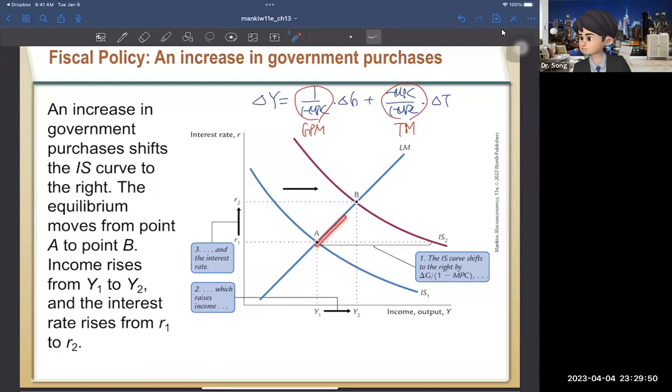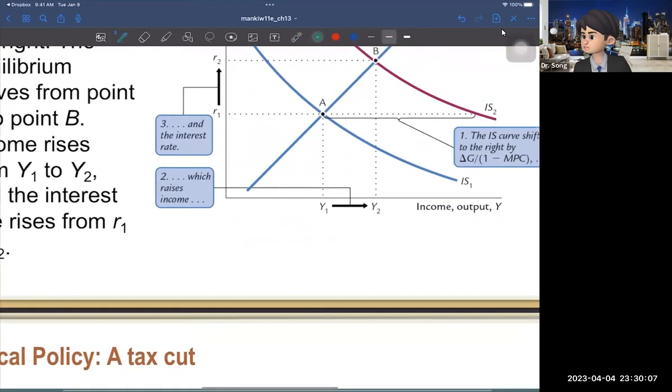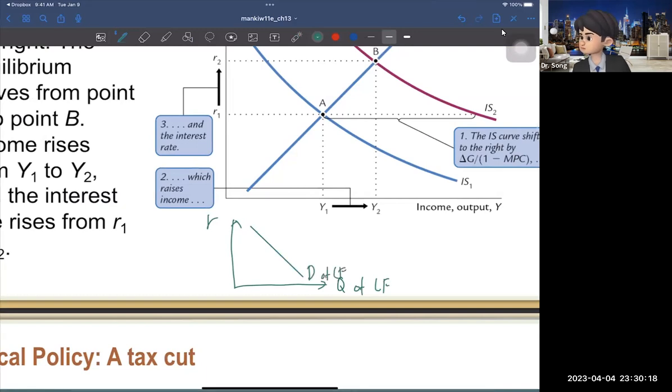Because when you shift this IS curve, obviously interest rate goes up, output goes up. One of the reasons, or the evidence that we can see, that interest rate will be increased when government implements expansionary fiscal policy is that we can find it from the loanable funds market. So to remind you, in the loanable funds market, we have the y-axis, the real interest rate, and the x-axis, the quantity of loanable funds, and we have a downward sloping demand of loanable funds, and then the upward sloping supply of loanable funds, right?